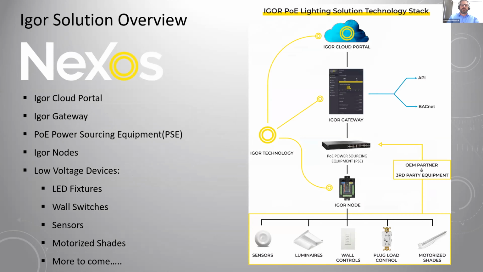This really covers the whole Igor Nexos solution, from the top with our cloud portal, down to the on-premise gateway server, to the PoE power sourcing equipment, to the Igor nodes, which we'll be covering today. And then the bottom line is all the peripherals and such that you connect to our nodes. So the nodes will be our focus today, but we'll touch a little bit on some of those other devices as well.